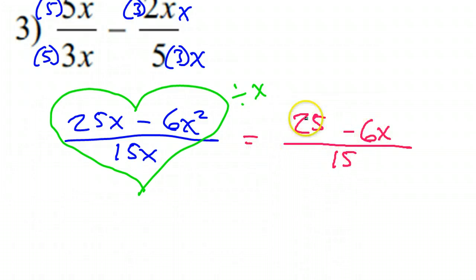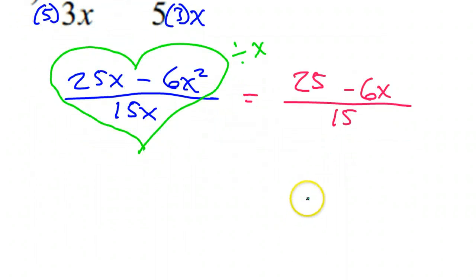There is no other common factor between all 3. Notice I can't divide the 25 and the 15, because this is connected by subtraction. I can't divide these by 5. And I can't do the 6 and the 15 either, even though these are both divisible by 3, because it's connected by subtraction. You can only do all 3 or nothing. You can't just do 2 at a time.